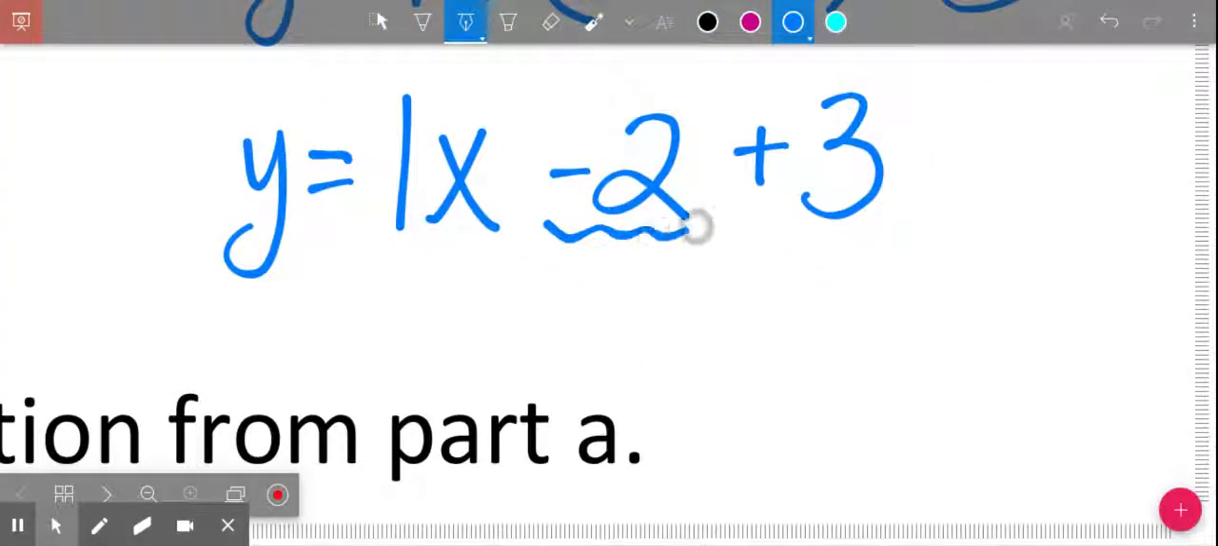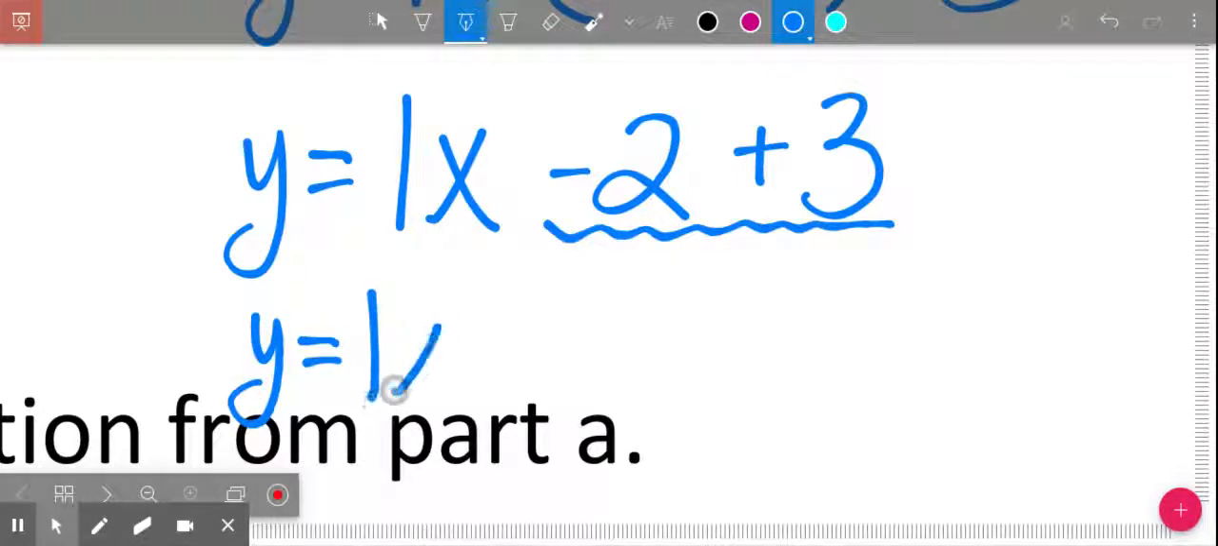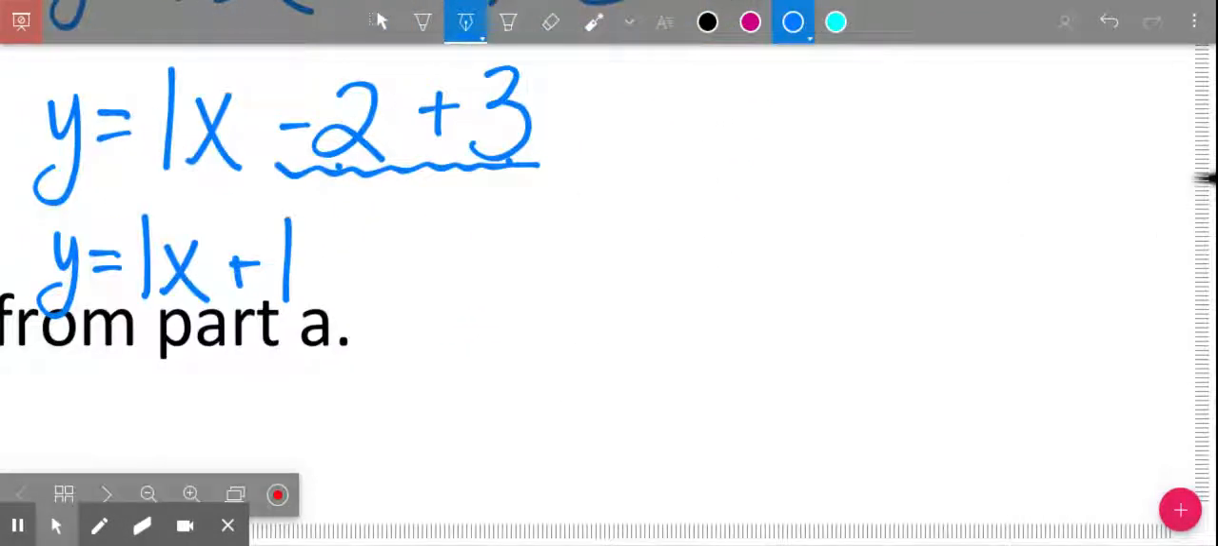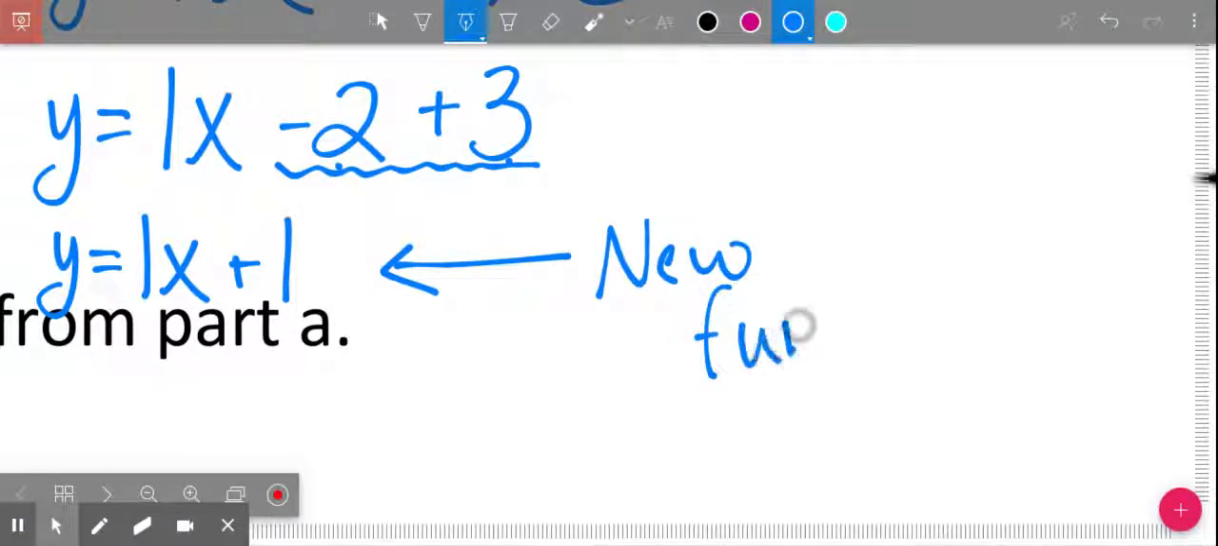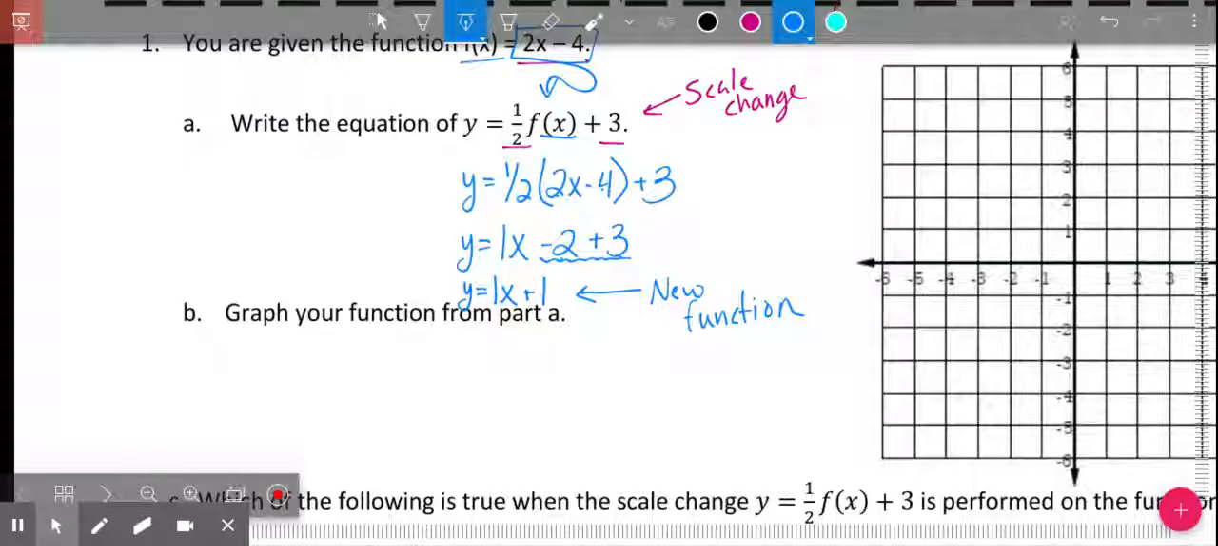Now we just need to combine our like terms. So we're going to have y is equal to 1x, negative 2 plus 3 gives me plus 1. So this is my new function after the scale change.